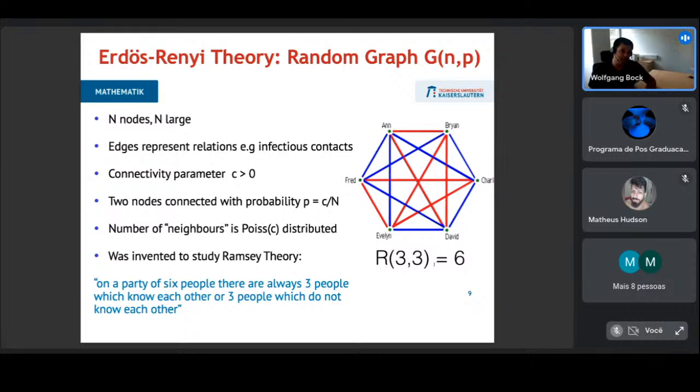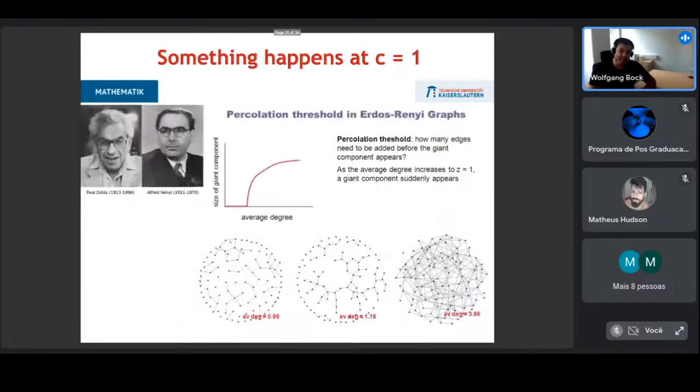Nice. Okay, now we have this thing. Okay, what can we do with it? What do we know? Well, there is an endemic threshold. So if you put this parameter equal to 1, suddenly something happens. You have a giant component. A giant component is, let's say, a huge connected set. So like here, you have a giant component. If you are close to 1, you have something like small clusters, more or less small, let's say like here.